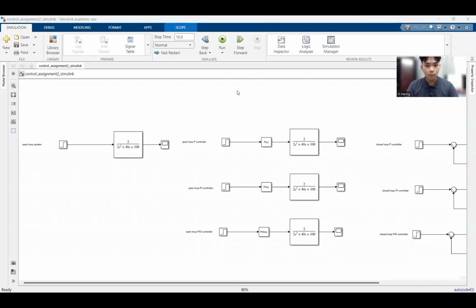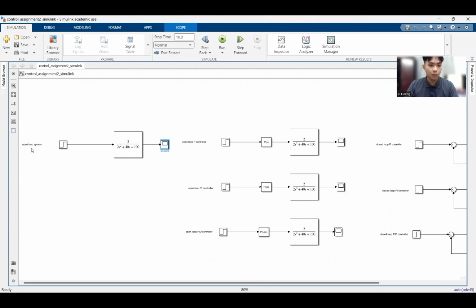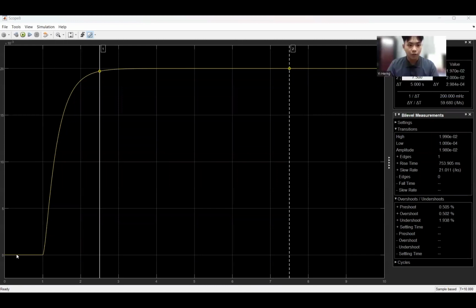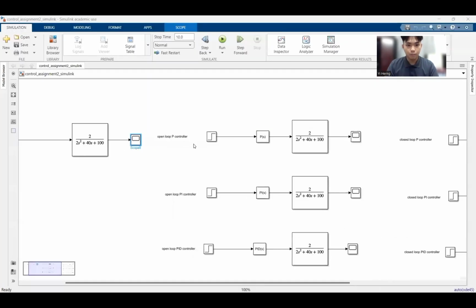Now I'm going to show you the simulation method of our transfer function. We use a step block connected to the second order transfer function, then connected to the scope to observe the output. This is the simple open loop system of our transfer function. Observing the scope, this is the critically damped response, and the overshoot is 0.502%, and the rise time is 753.905.